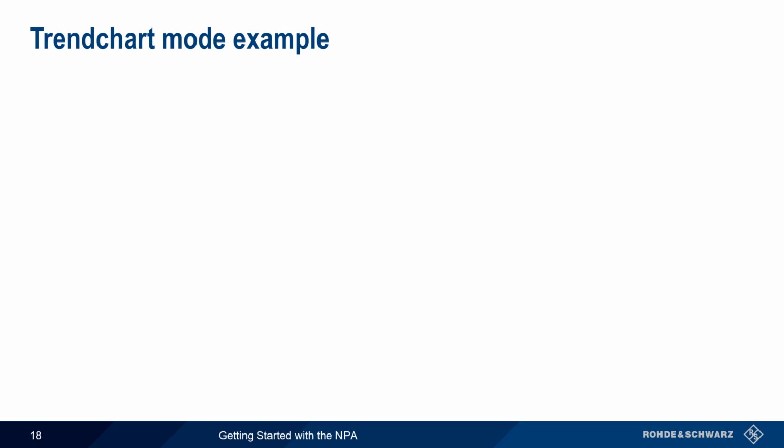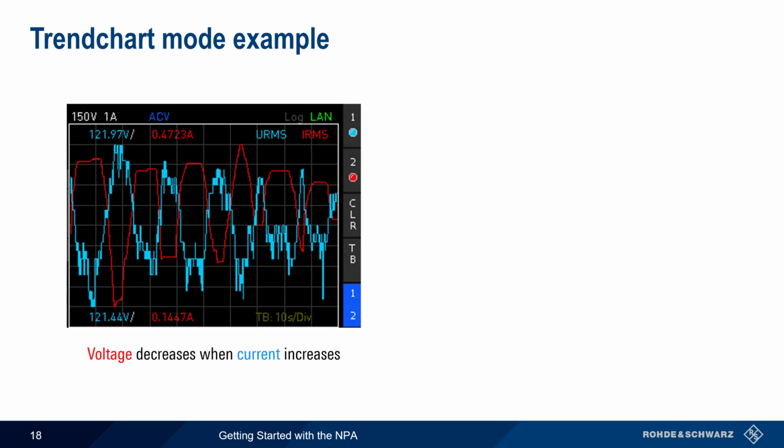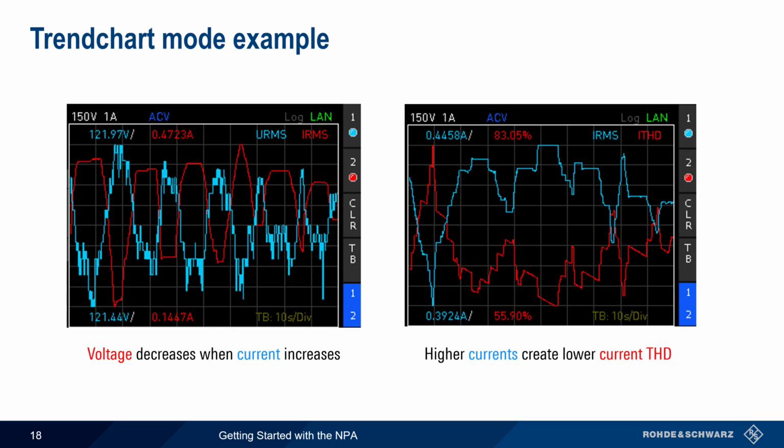Let's look at 2 examples of Trendchart mode results. In the first example, we see that voltage, the red trace, drops when current, the blue trace, increases. In the second example, we're looking at current and the total harmonic distortion of current, and we can see an inverse relationship. Total harmonic distortion decreases when current increases.